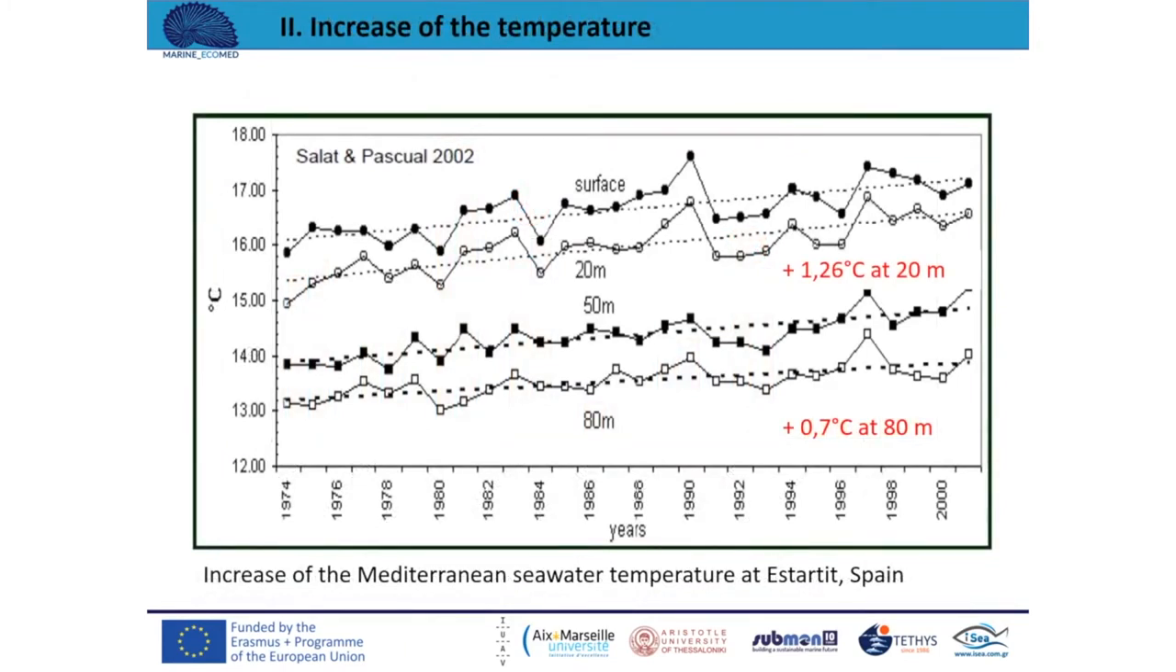Climate change is a reality in the Mediterranean and is particularly well illustrated by the increase of the temperature of seawater. These curves show the increase of the Mediterranean seawater temperature close to the surface in Spain. At 20 meter depth, it reached 1.26 degrees Celsius in 30 years and 0.7 degrees Celsius at 80 meter depth.